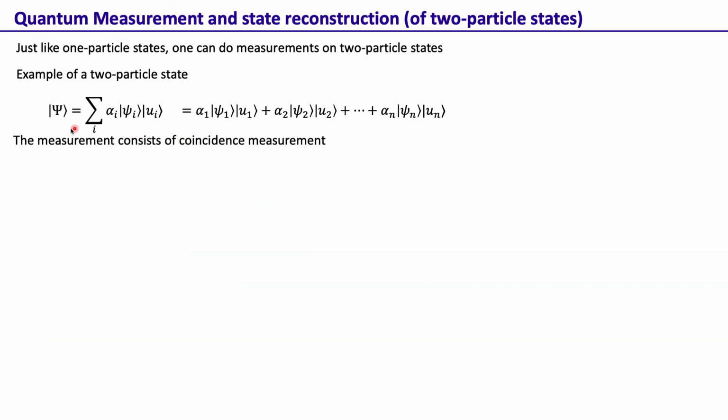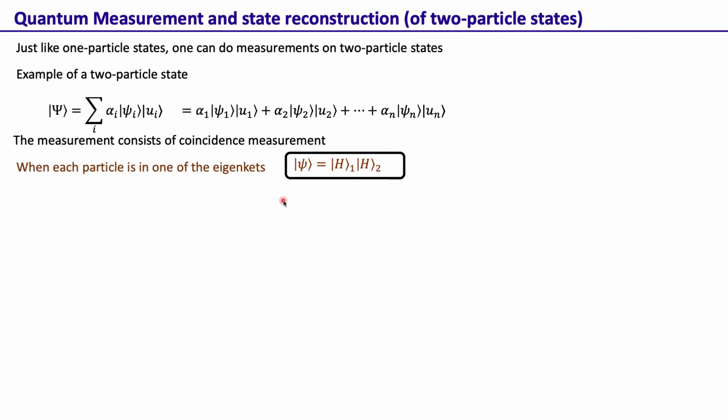Okay, so when we are talking about the measurement in the context of a two particle state, we refer to coincidence measurement, because we have to measure both the particles. Now when each particle is in one of its eigenkets, for example, if psi is just h1 h2, that means the first particle is horizontally polarized, the second particle is horizontally polarized. That means only one term is in this superposition. In this case, if you want to reconstruct the state, how many measurements do we need? We just need one measurement. Why? Because this state says the first particle is horizontally polarized, the second particle is also horizontally polarized.